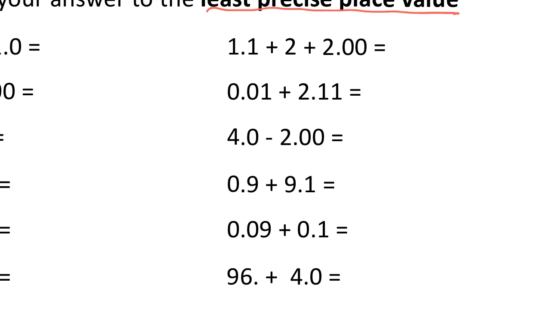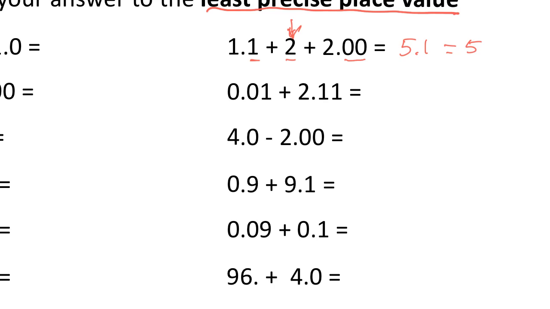So let's take a look at these numbers. We've got 1.1, so that has a number that's in the tenths spot. We've got 2, which has no decimal at all. And we have 2.00, which has numbers in the hundredths place. So what we're going to do is round our answer to the ones, because that's the least precise place. So when we put these numbers in the calculator, 1.1 plus 2 plus 2.00, you're going to get an answer of 5.1, but we want to have it with only no decimal places because of that number there. So this is going to become just 5.